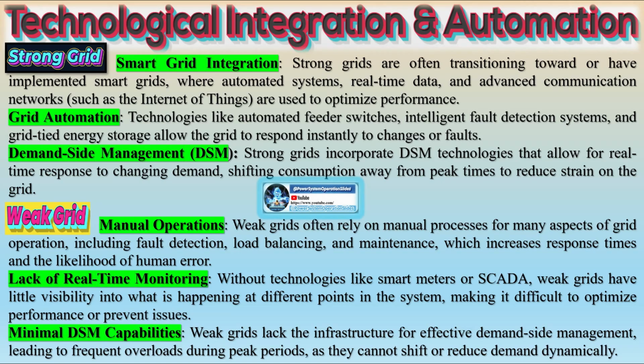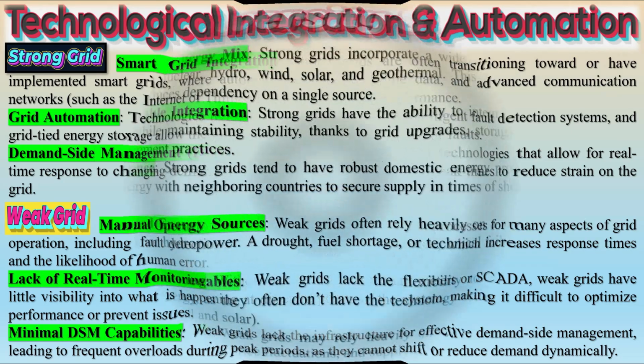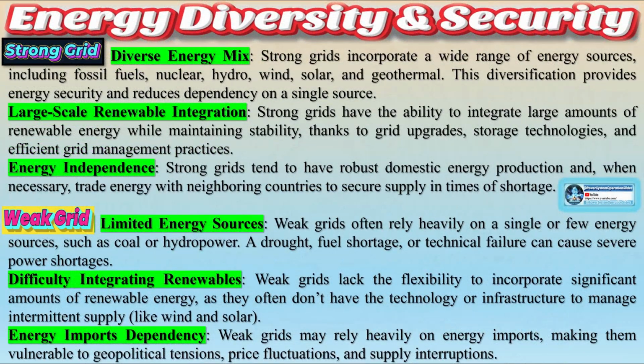Strong grids use highly responsive protection systems, such as differential protection, distance protection, and automatic reclosing systems, to isolate faults quickly and restore service. Strong grids are designed to handle disturbances such as short circuits or equipment failures without significant impact on grid stability. Strong grids employ real-time fault location technologies, reducing repair times and minimizing the impact of outages.